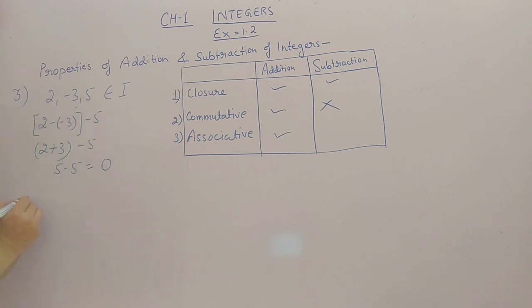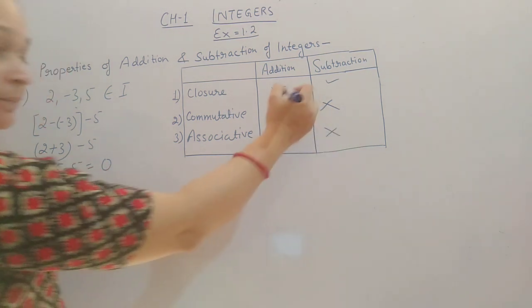Now first I am subtracting the last two, and then the result I will subtract from the first one. 3 minus 5 will become -8. So 2 minus -8 means 2 plus 8, which is equal to 10. So in this case you can see the answer has changed. When we took this order we got 0, and when we changed the order the answer is 10. So the associative property for subtraction is not applicable.